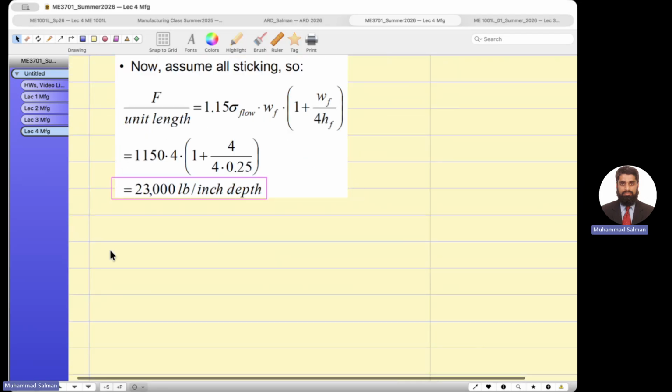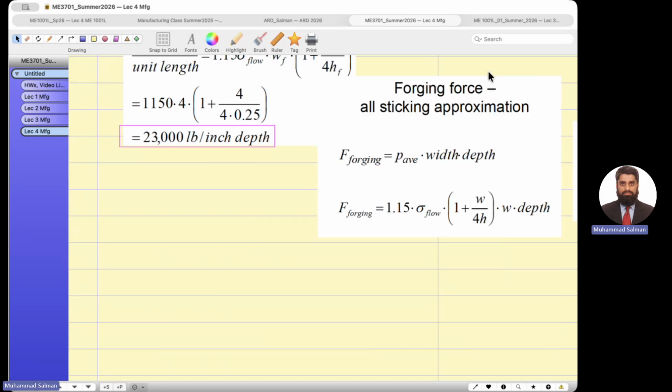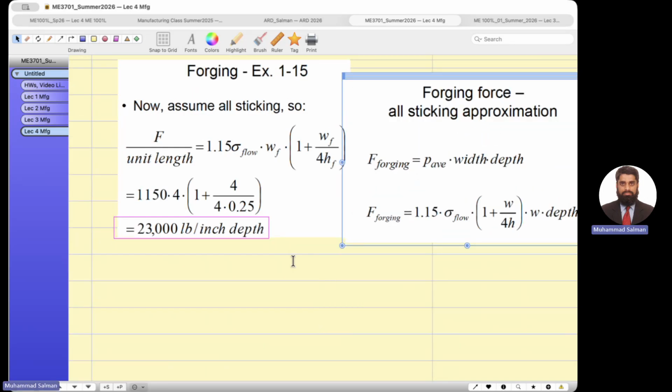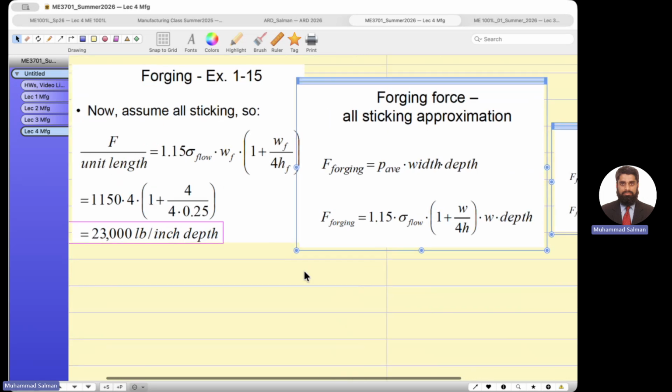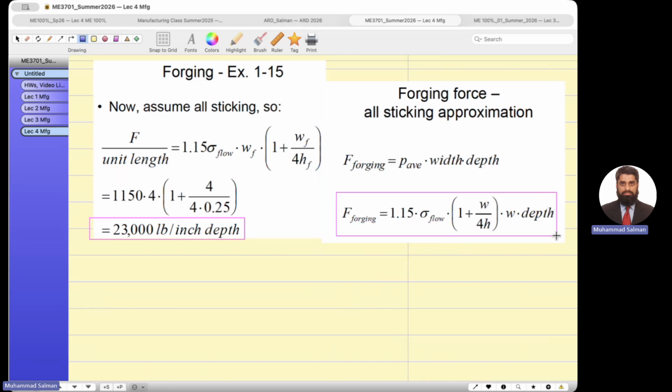So let me show you. Over here, what we are seeing is the same formula. You see my point, guys? So it's the same formula. When we are assuming that we neglect 0.35 and we assume the whole half of the width is sticking, it means the whole forging is sticking.